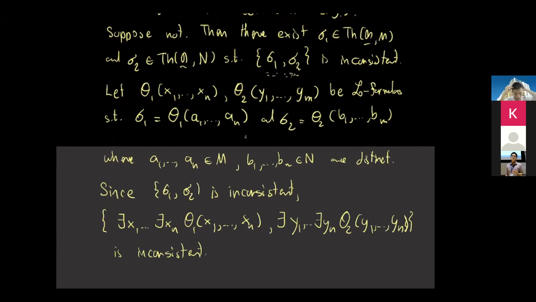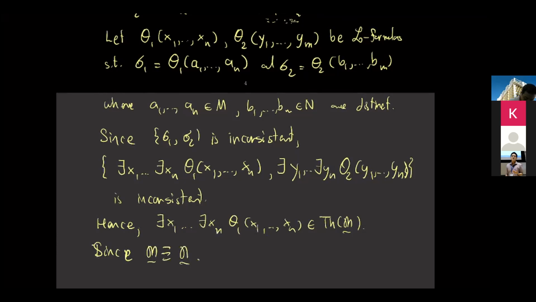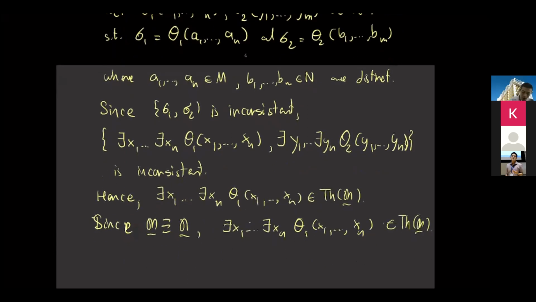Okay. So now you're going to have that. Hence, when you consider that there exists x1 up to there exists xn, theta 1 of x1 up to xn, this must be in Th(M), the theory of M, because M satisfies it. Hence, since M is elementarily equivalent to N, there exists x1 up to xn, theta 1 of x1 up to xn is in the theory of N as well. So the theory of M and the theory of N both satisfy this.